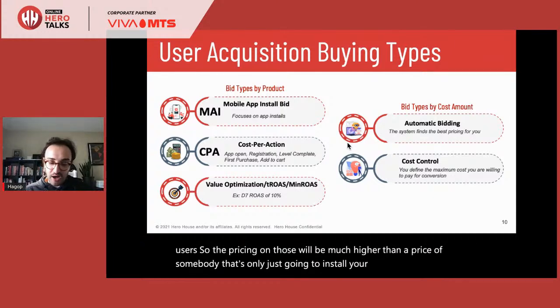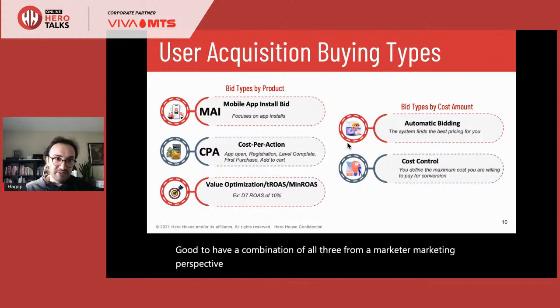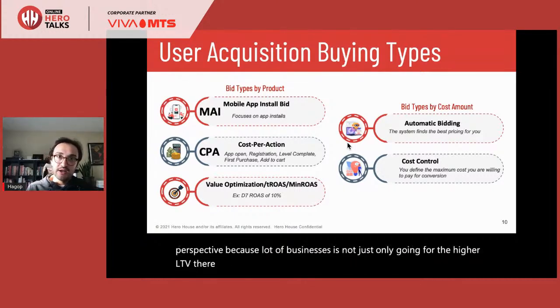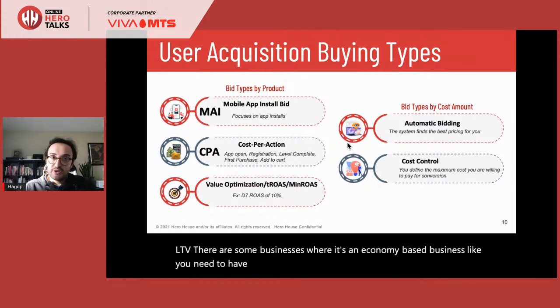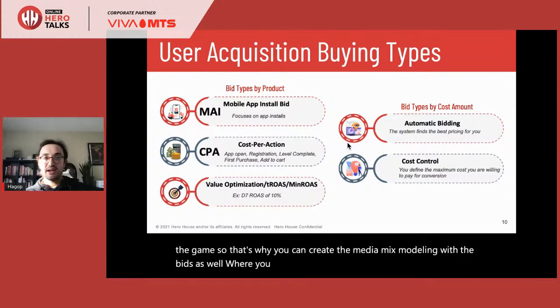It's good to have a combination of all three from a marketing perspective, because a lot of businesses are not just going for the higher LTV. There are some businesses where it's an economy-based business, where you need to have a lot of audiences so you can create an economy for the game. So that's why you can create media mix modeling with the bids as well, where you have different bids that are focusing on different angles.